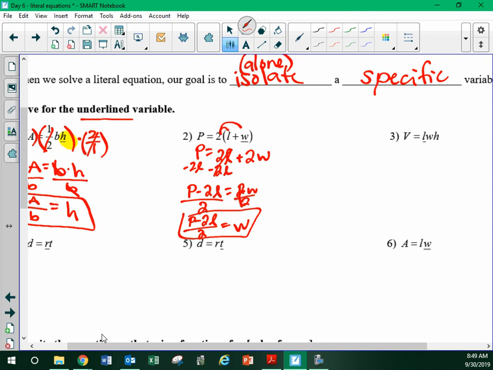So here they have length times width times height. We want to solve for our length. Now again, I have times W and times H. What's the opposite of multiplying? Dividing. We're going to be dividing both the W and the H because they're both multiplying. So I have volume divided by width times height equals, my W's cancel, my H's cancel. That was a one and done.